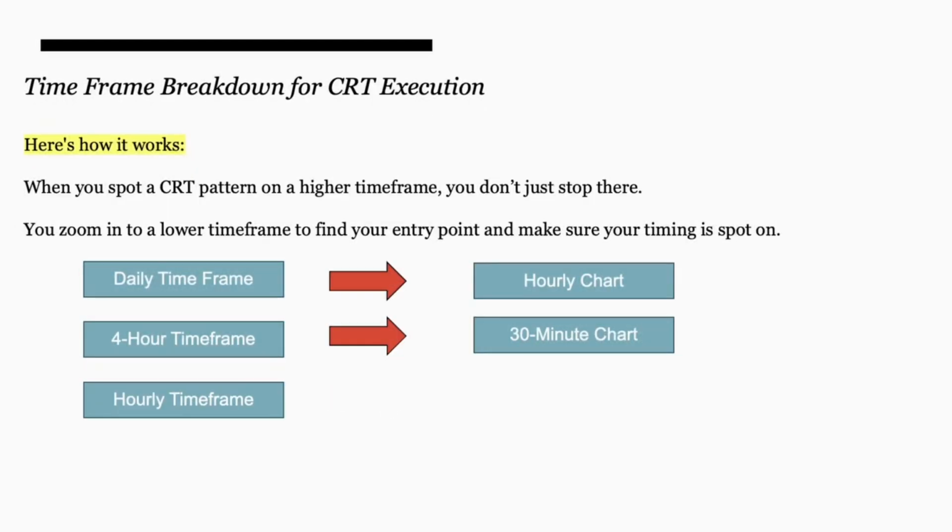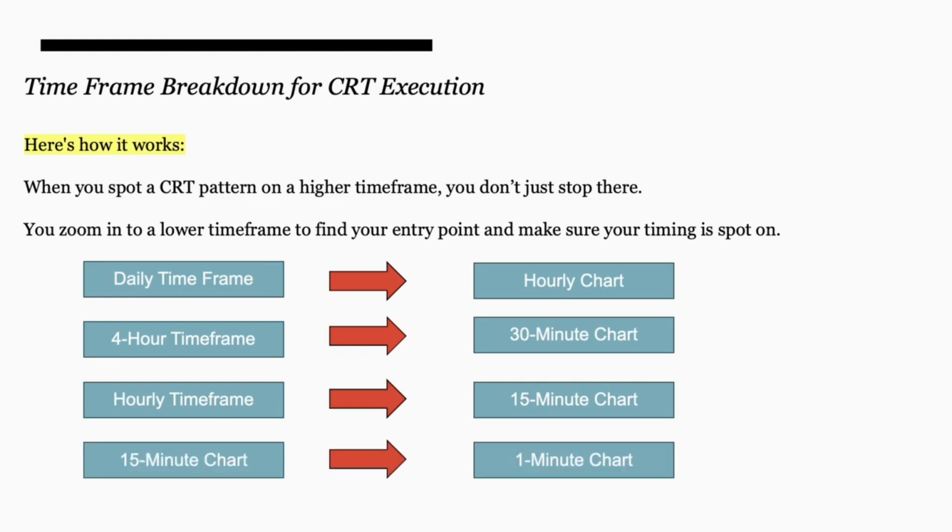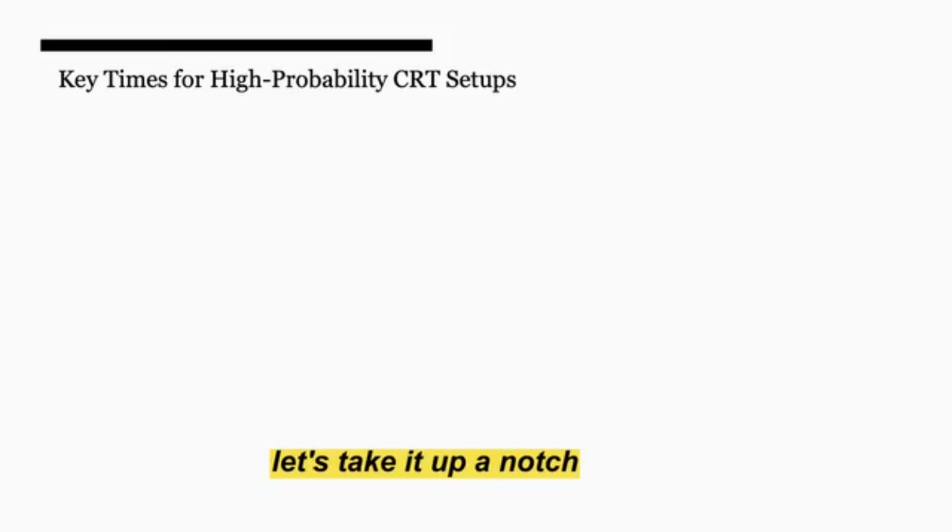For a CRT on the hourly chart, you'd want to zoom into the 15-minute chart for more precise entries. Some traders recommend using the 5-minute chart, but in my experience, combining the hourly and 15-minute time frames provides great results. And finally, if you're analyzing the 15-minute chart, the 1-minute time frame is where you'll find those quick scalp opportunities. Let's take it up a notch.